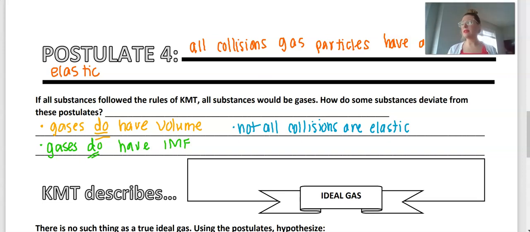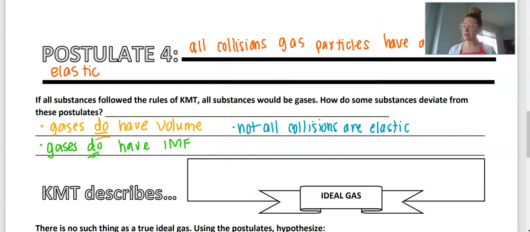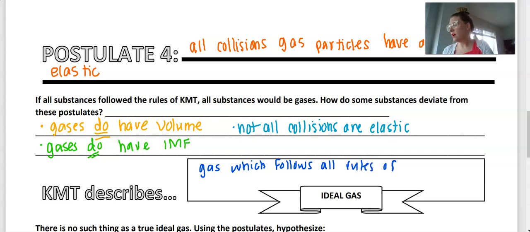But we typically say that kinetic molecular theory is used to describe what is called an ideal gas. And an ideal gas is a gas which follows all the rules of kinetic molecular theory. Again, we are oversimplifying things so that we have a set of rules to explain the governing of gases, to explain why they behave this way. But there's no such thing as an ideal gas. There isn't.